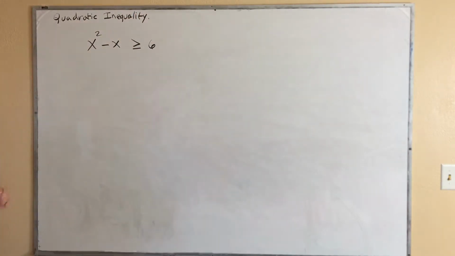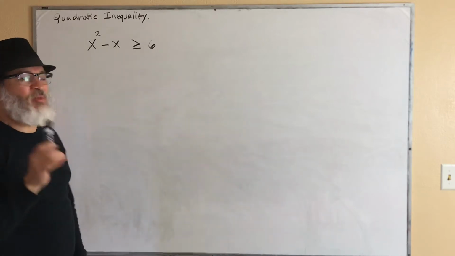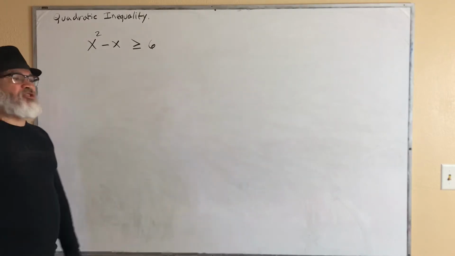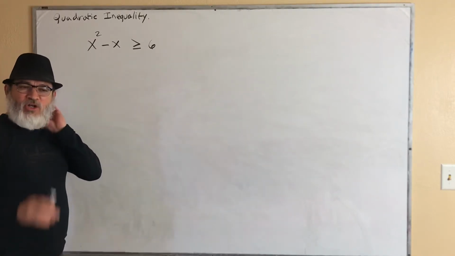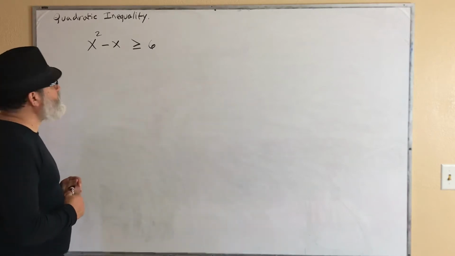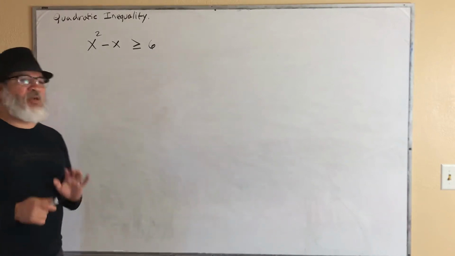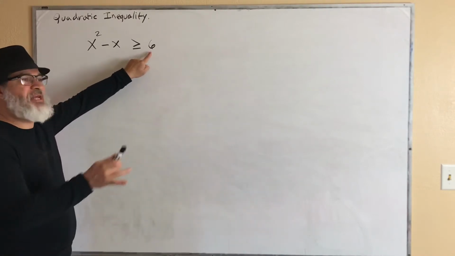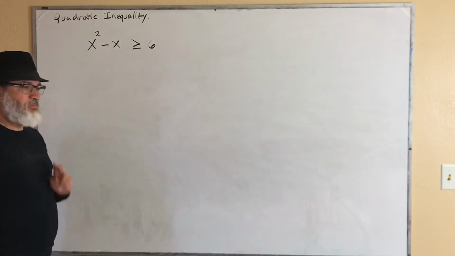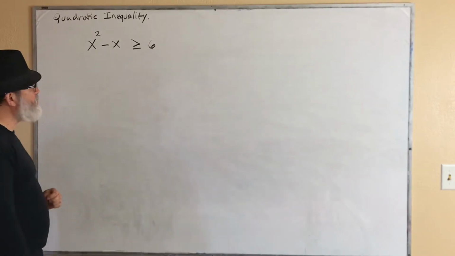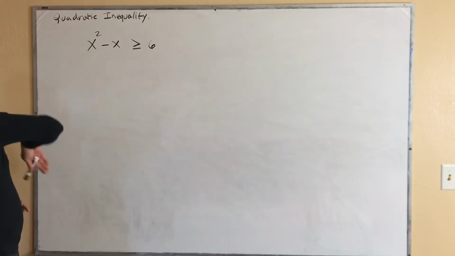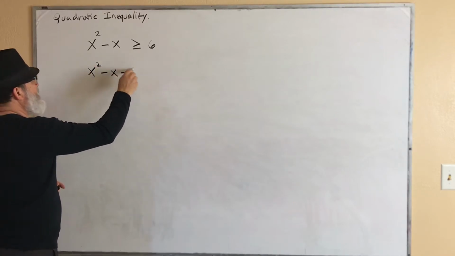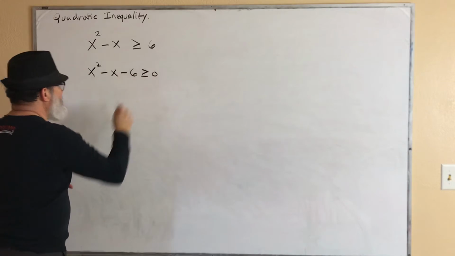To solve quadratic inequalities, you must set one side equal to 0. To make it easy on yourself, try to keep the quadratic term positive. So I'm going to bring this 6 to the left so that the right hand side is 0. So now we have x squared minus x minus 6 is greater than or equal to 0.